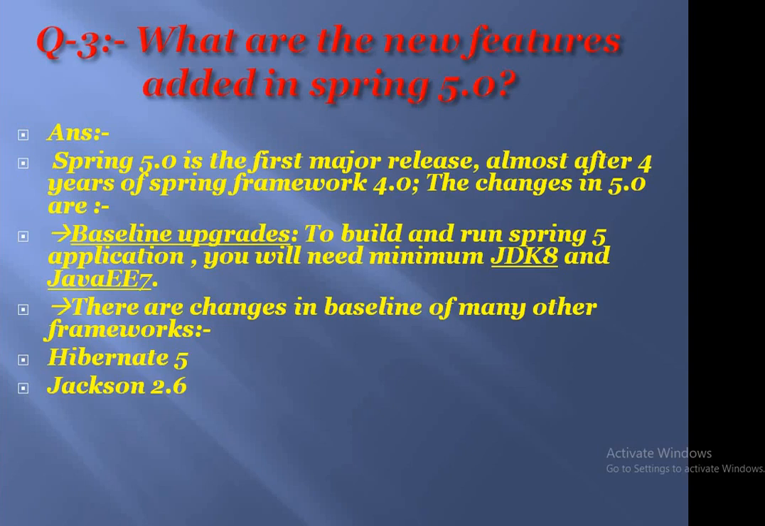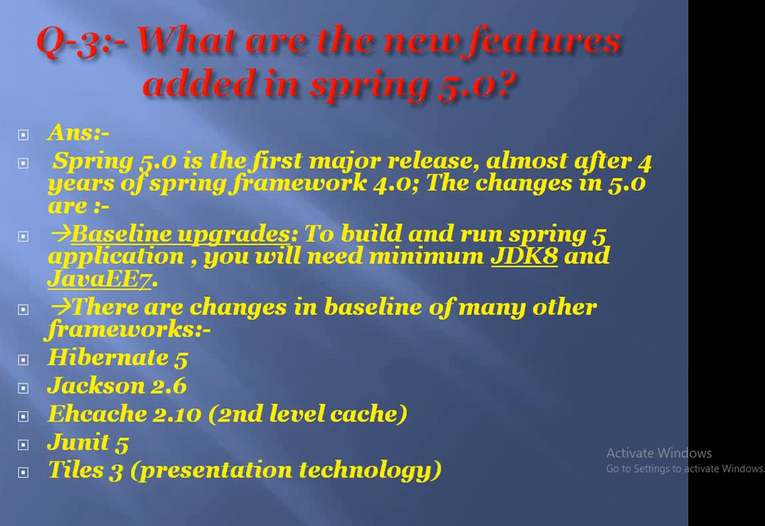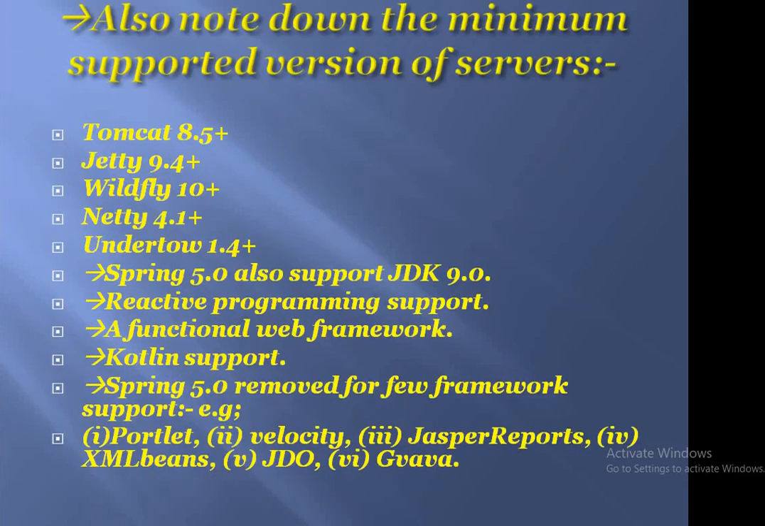And there are changes in the baseline of many other frameworks, like Hibernate 5 is supported, and Jackson 2.6, and EhCache 2.10, which is a second level cache. There is also JUnit 5 and Tiles 3 presentation technology added in Spring 5.0, and support removed for Portlet, Velocity, Jasper Reports, XMLBeans, JDO, and Guava. So these are the things that are changed in Spring 5.0.